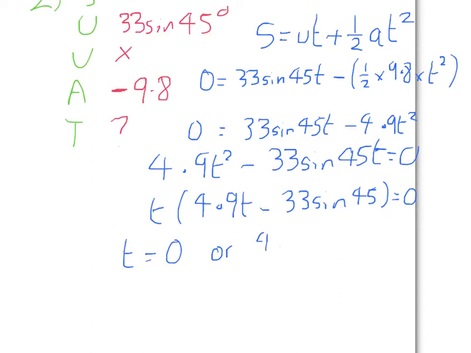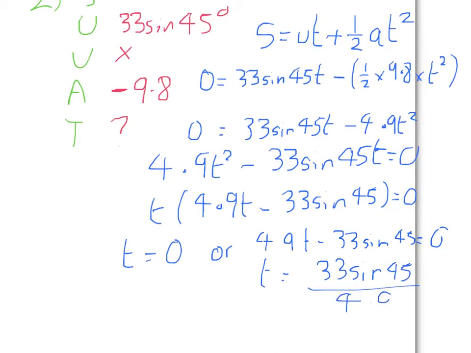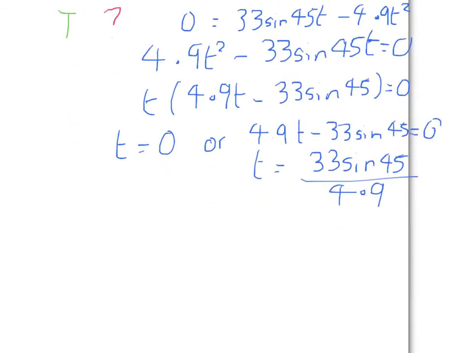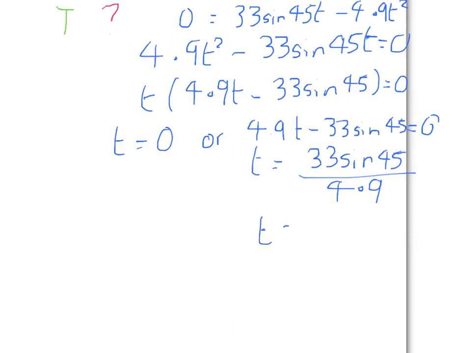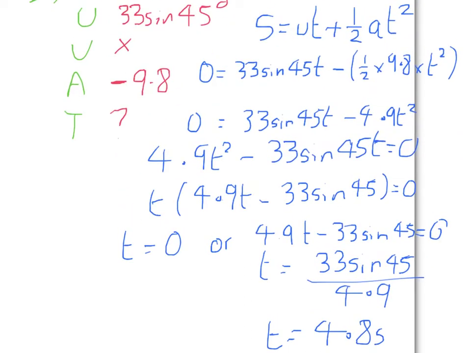So 4.9 t minus 33 sine of 45 equals 0, which, if you rearrange this, you get t equals 33 sine of 45 over 4.9. Type this into a calculator and you get t equal to 4.8 seconds. Yet again, to two significant figures, because that's what we're using. Our acceleration has only got two significant figures.